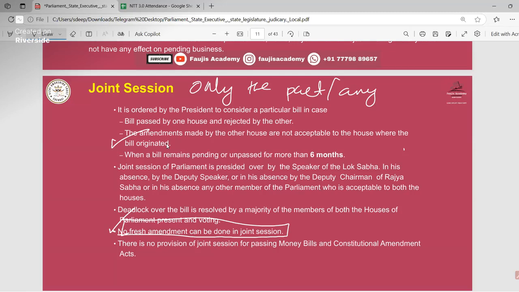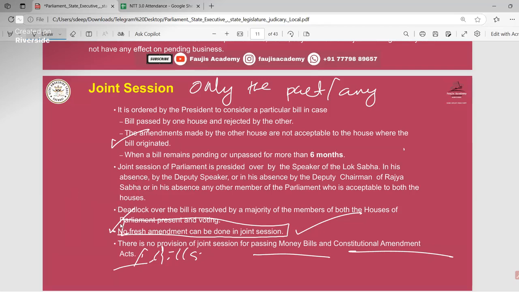But you cannot bring in new points, because that will bring in more and more debates, and it'll lead to an unresolved dispute. Okay, so there are no provisions for a joint session for passing a money bill, constitutional amendment act, or bill. So this is the clause for the joint session.